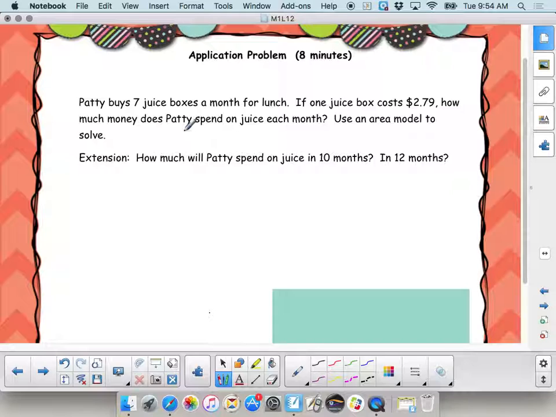How many does she buy? 7 groups of $2.79. Okay, that's the problem we're trying to solve, and that's going to be for a month.